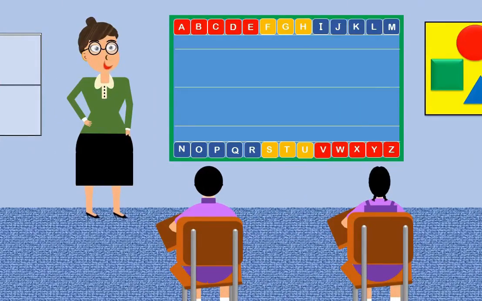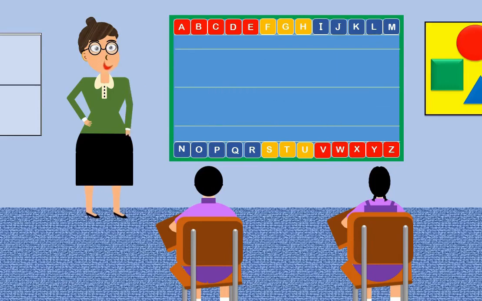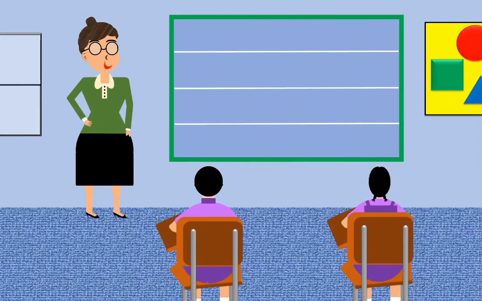Hi kids, today we will learn how to write the alphabets, letters A to Z. Before we start, let's look at our workspace. The upper line, the middle line, and the lower line.